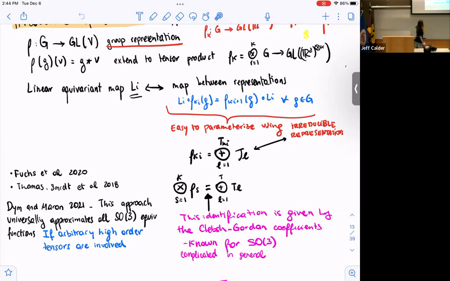And this is actually implemented in some software. For instance, there's a paper by Fuchs et al. and Thomas Smidt et al. that implement this method for SO(3), and they show, for instance, that this approach is universal if you allow the order of the tensors in the intermediate layers to be arbitrarily high. That's a consequence of the Stone-Weierstrass theorem, because you can think of these tensor spaces as kind of equivariant polynomial spaces.